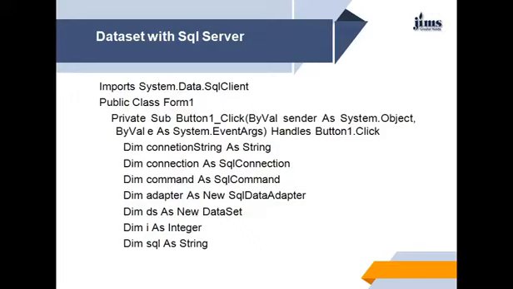Then we are making a button, and the click event of the button. Since this is the default Button1, we have not changed its name. That is why it is written Button1. Now we are taking Dim connectionString as String, connection as SqlConnection. Earlier it was a data connection. Now command as SqlCommand, adapter as new SqlDataAdapter, ds as new DataSet. Earlier it was OLEDB, now it is SqlConnection, i as Integer, and sql as String.